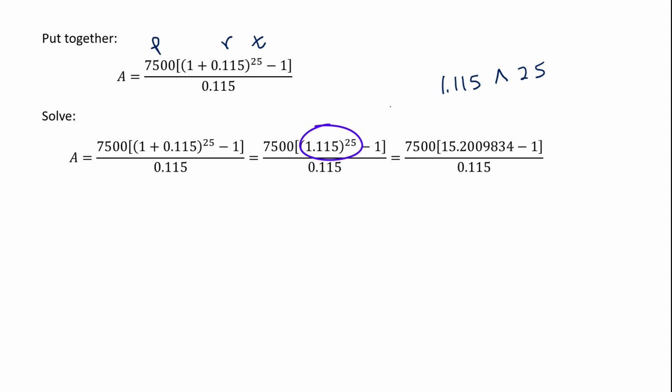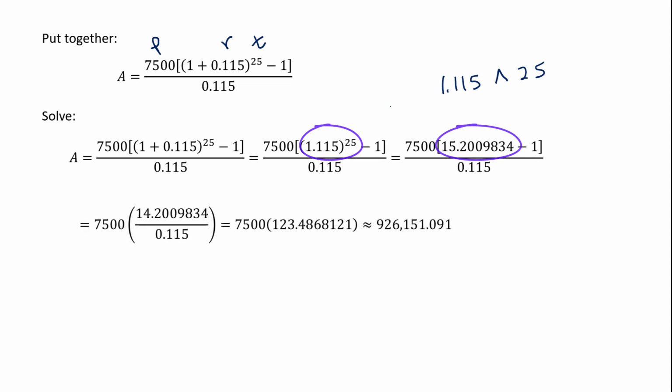On mine, I saw 15.2009834. Then we have 7,500 times the difference of 15.2009834 and 1, which is 14.2009834. Still divide that by 0.115. Perform that division in your calculator. Then you get 7,500 times the quotient 123.4868121.